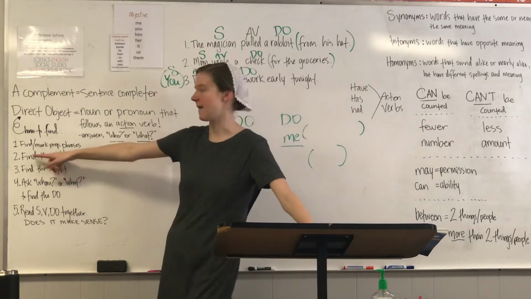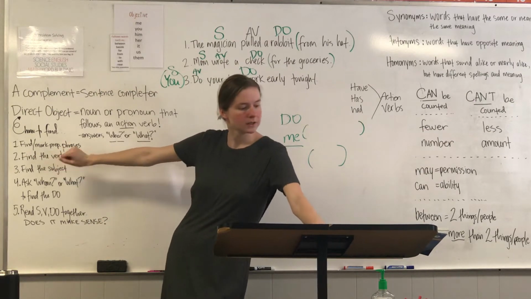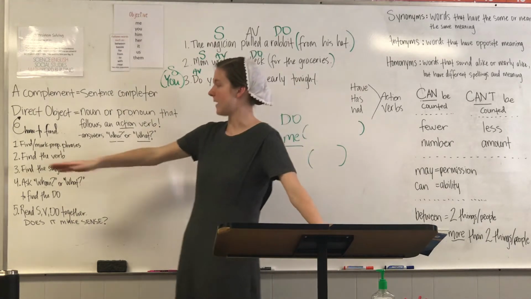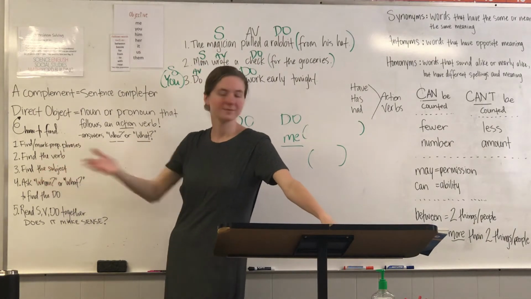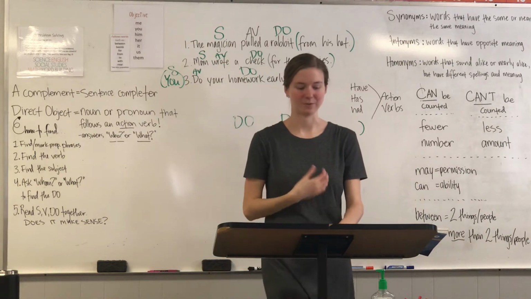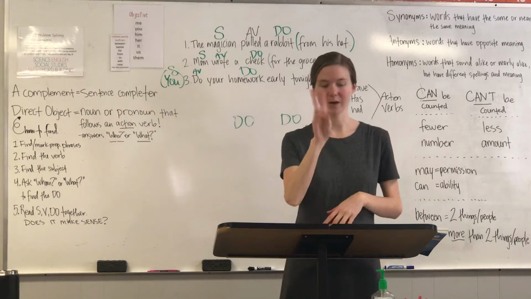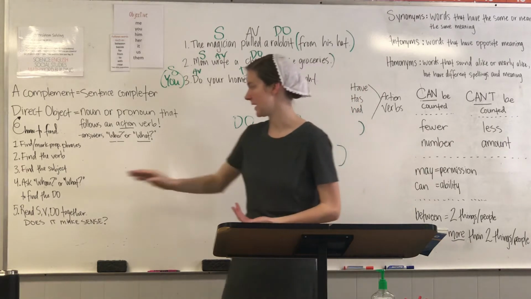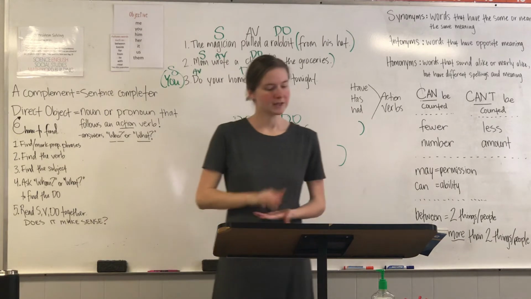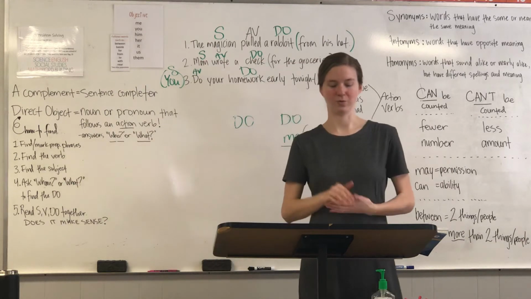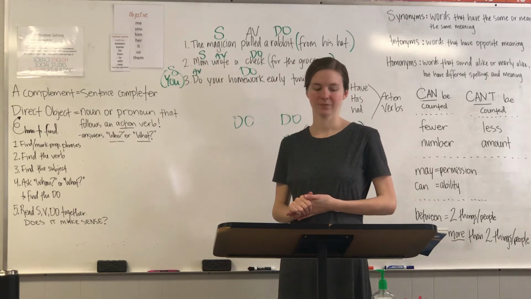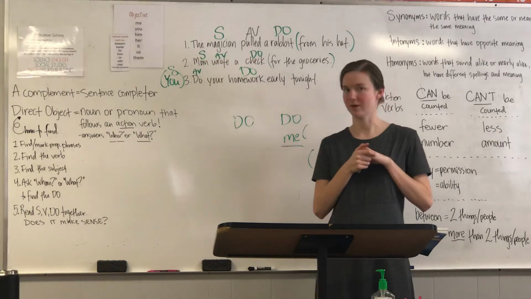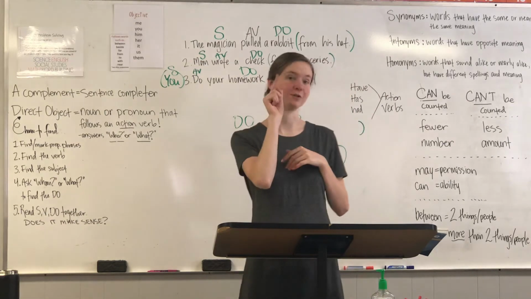Now, find the verb. What's your verb? Loves, because you can love someone, okay? Find the subject. Who or what loves? Jesus loves, so that's your subject. Loves is underlined twice. Jesus is underlined once. Now find your direct object. Ask whom or what. Jesus loves who? Jesus loves children. So children, you don't underline it, you mark it with a DO because that's what your instructions say.